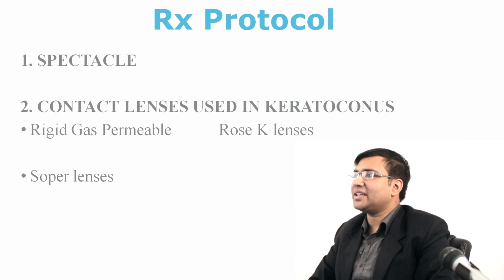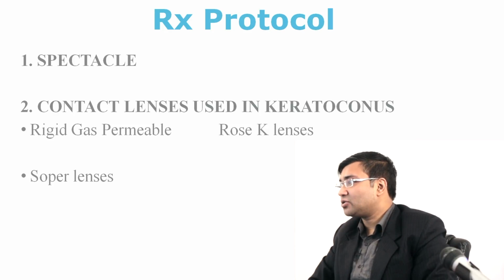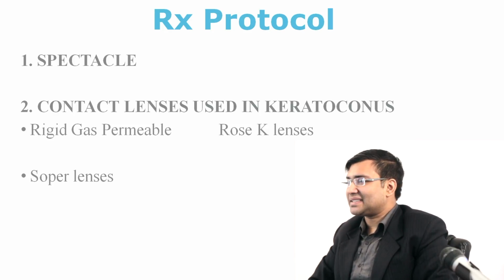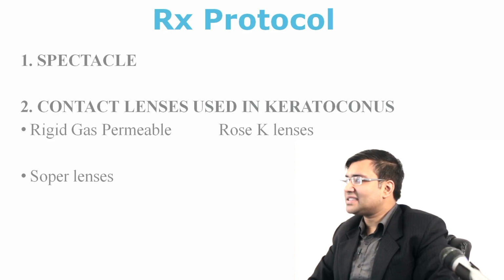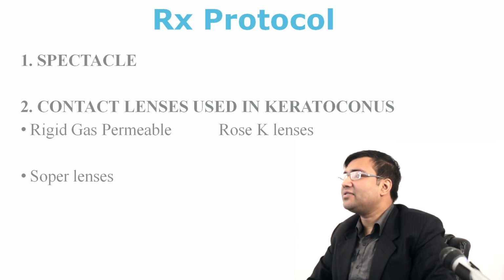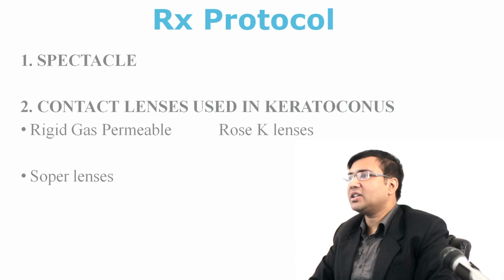So in these cases, when the patient is not comfortable with spectacles, then we can give customized contact lenses to the patient. These are basically used in keratoconus, and three types of contact lenses can be given. One is the rigid gas permeable, second is the Rose K lens, and third is the Soper lens. Now please remember that these contact lenses are not the soft contact lenses that we give to myopic patients. These have to fit the corneal design.